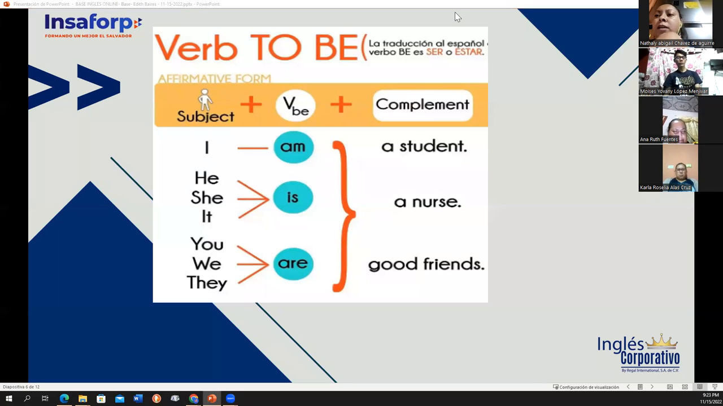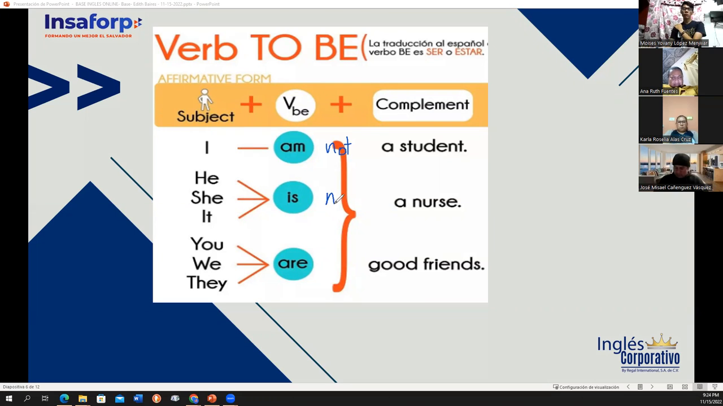I am not. I am not a student. Okay. ¿Y acá dónde iría el not? Is not. He or she or it is not. Igual forma acá. You are not. Are not. Ya no son buenos amigos. Solo le agregamos el not después del verbo to be. Ok, después del verbo. Very good.